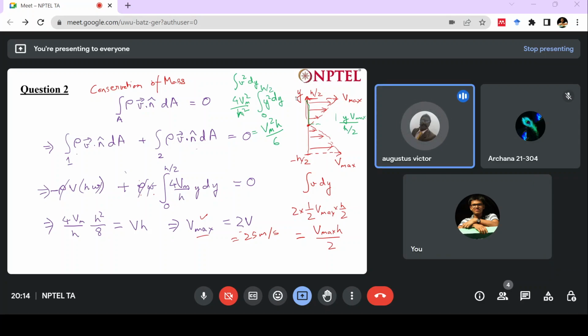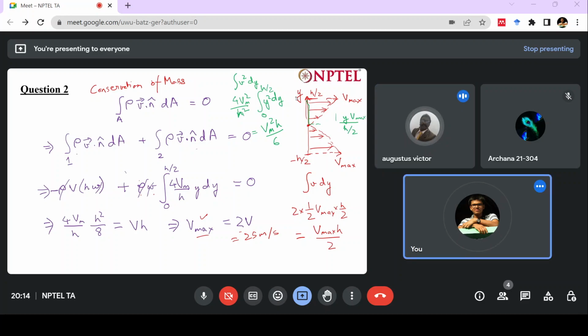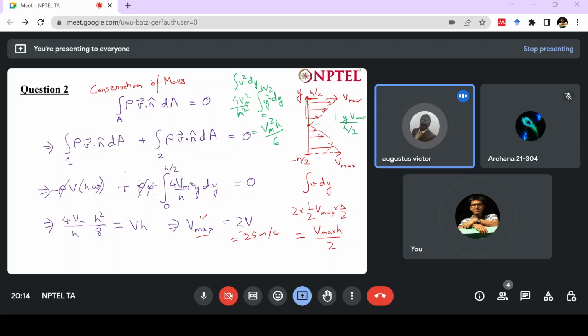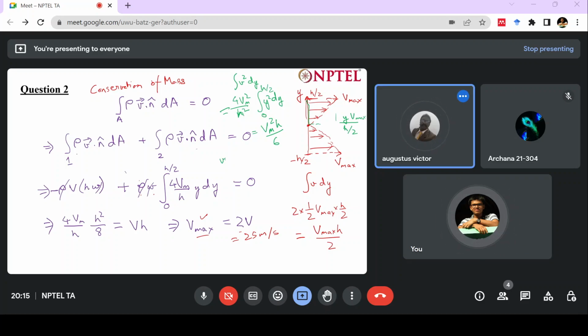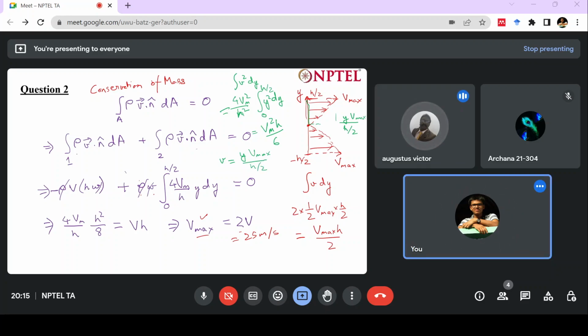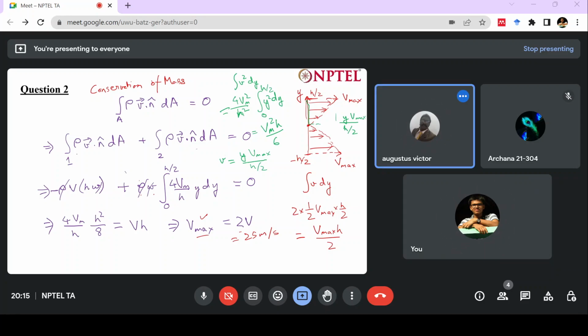Sir, may I know how we can arrive at this Vm square h by 6? We are integrating V square dy, and in the place of V square we are substituting 4 Vm square by h square, no, sir? Yes. V, I am writing here. So V is y V max by h by 2. Is this portion clear? Y into V max by h by 2.